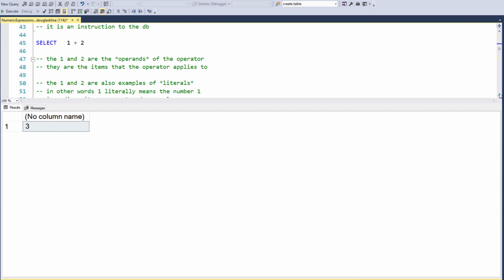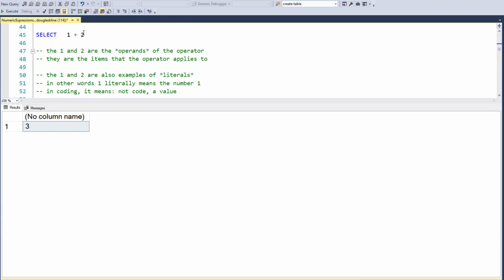The other parts are the 1 and the 2. Those are the operands of the operator. So the plus sign is going to operate on the thing to the left and the thing to the right. Also, the 1 and the 2 in this case are numeric literals. In other words, they're not code. They mean this is the value: the digit 1 means use the number 1, and the digit or character 2 means use the value 2. So again, it's not a keyword, it's not an operator, it's a literal numeric value.